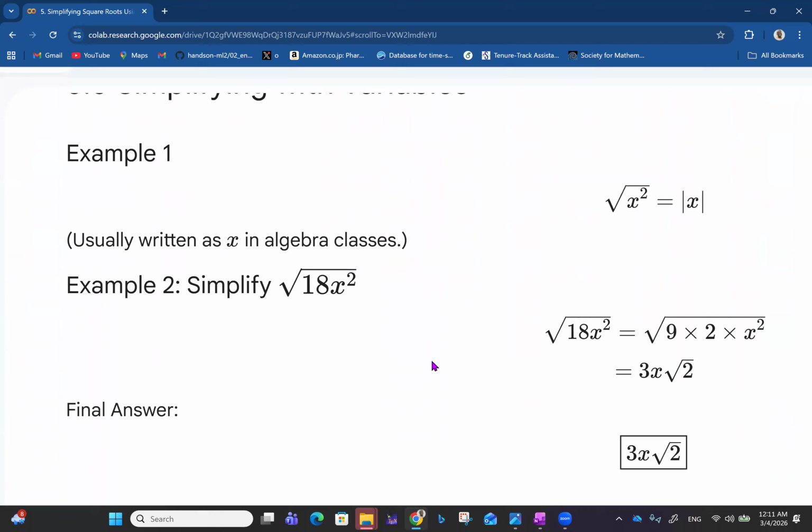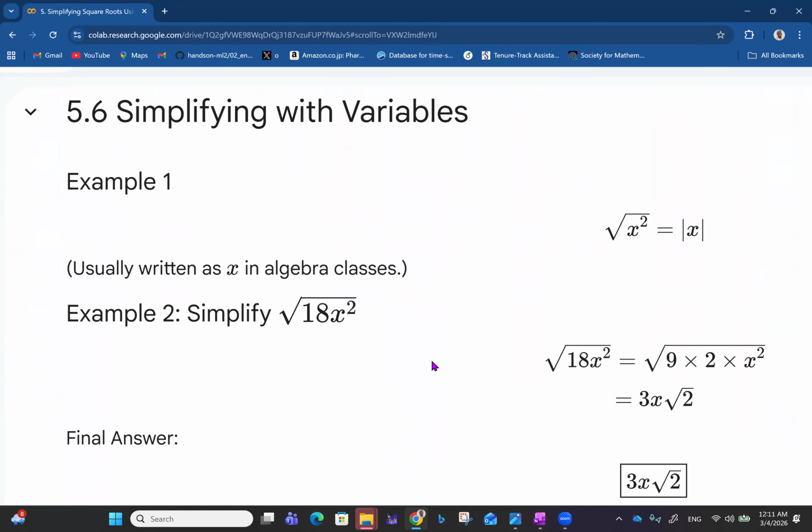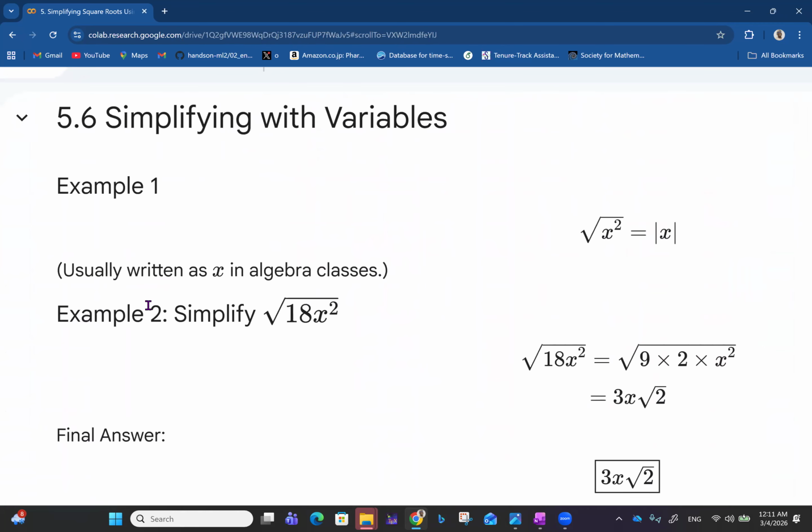So, what if you want to simplify? You can also simplify with variables, right? For example, the square root of x squared is always absolute value of x, or usually it can be written as x in algebra classes, right?